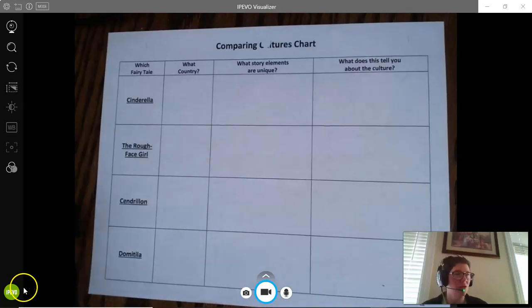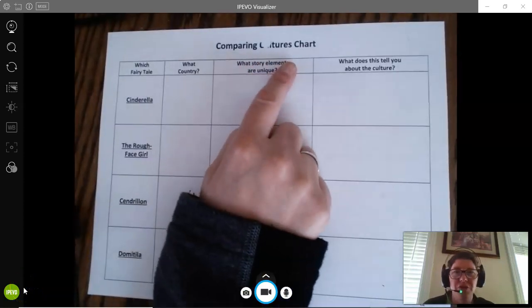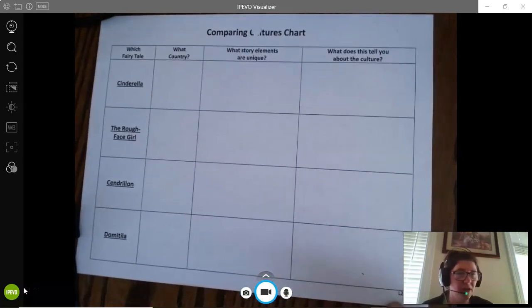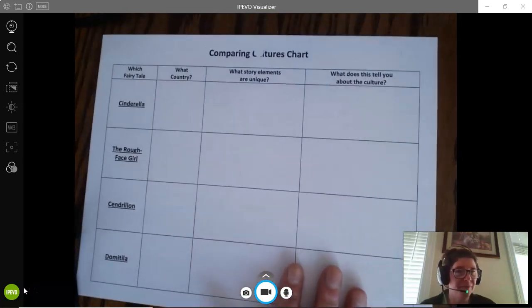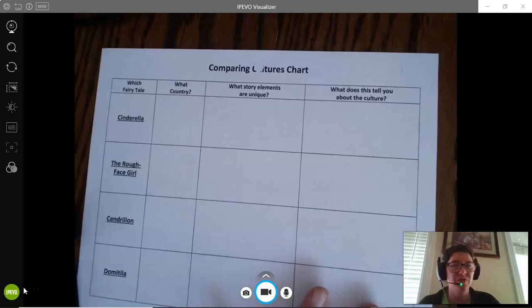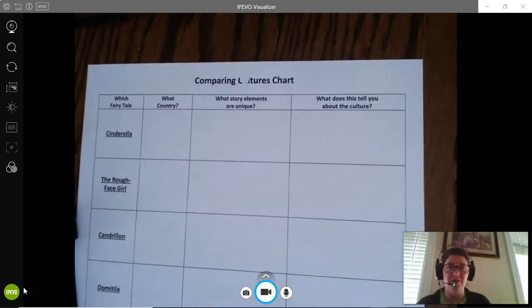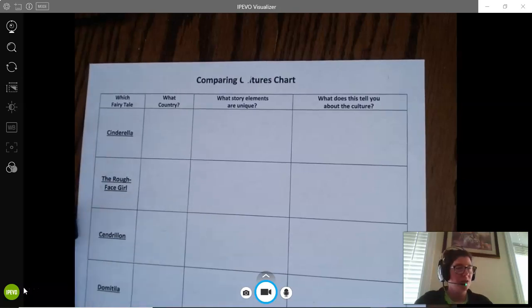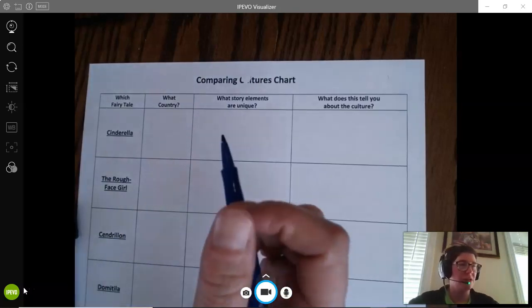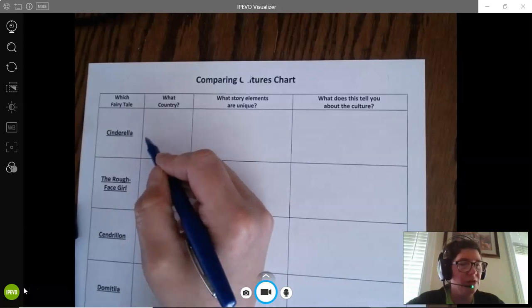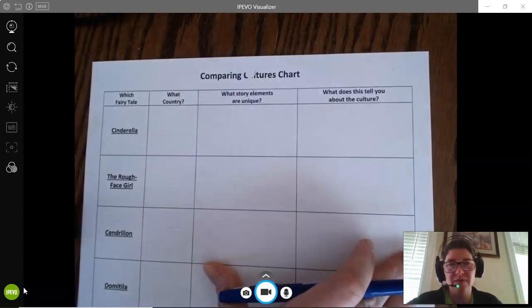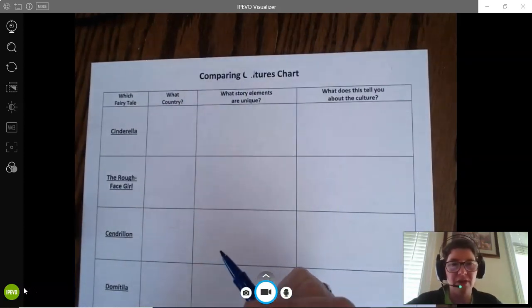Okay, so you should have your comparing culture chart out. It does have an L2 at the bottom of it, okay? And we are not going to pay attention to all of this page because we haven't gotten there yet, but we're going to look at Cinderella and the rough-faced girl. We're just going to fill in these boxes very quickly. We can just do this together.